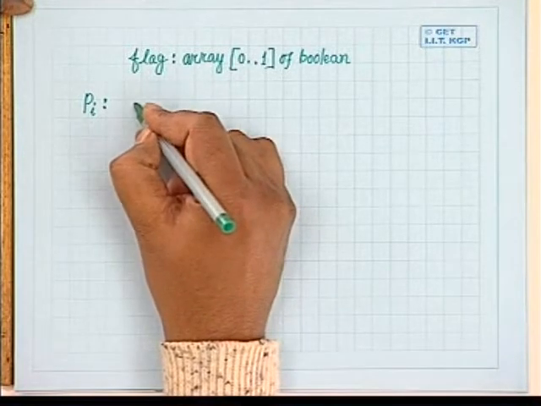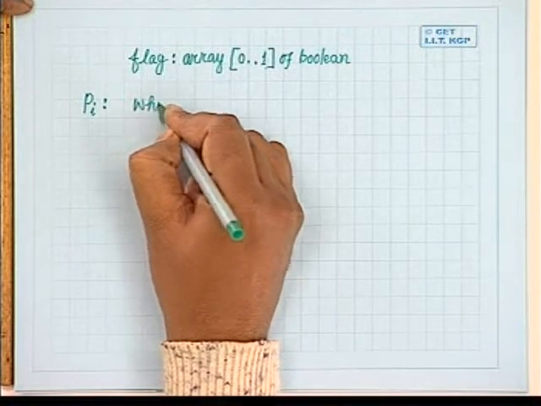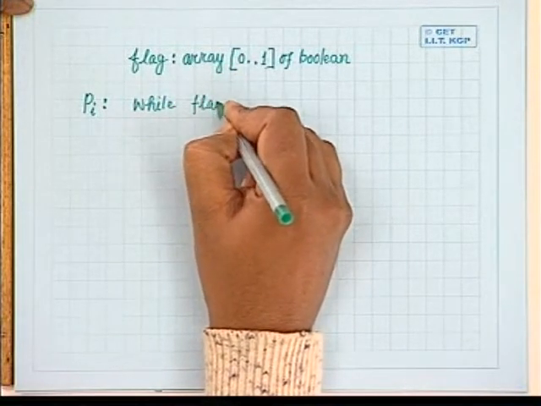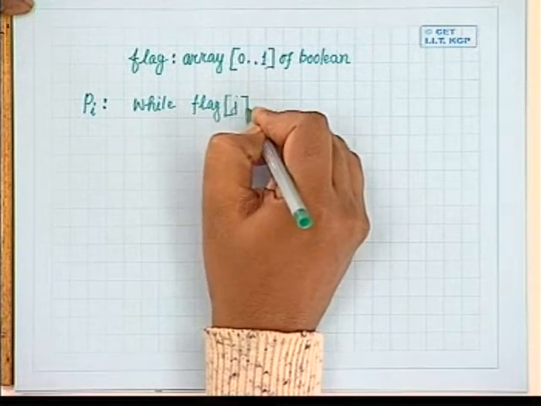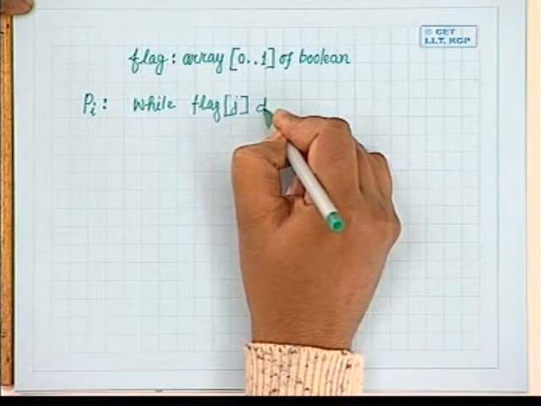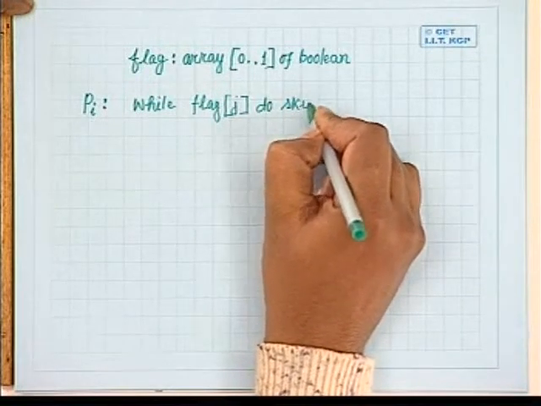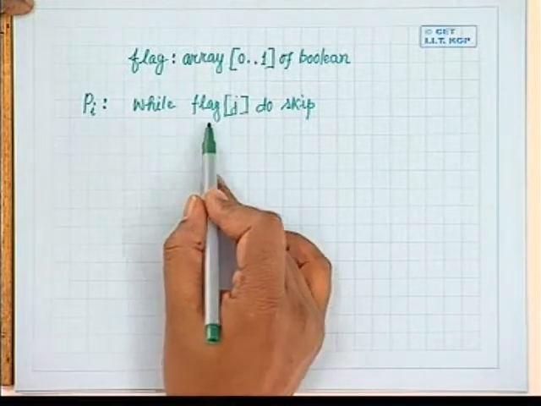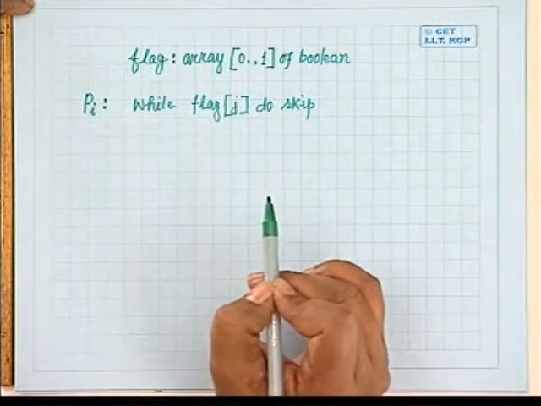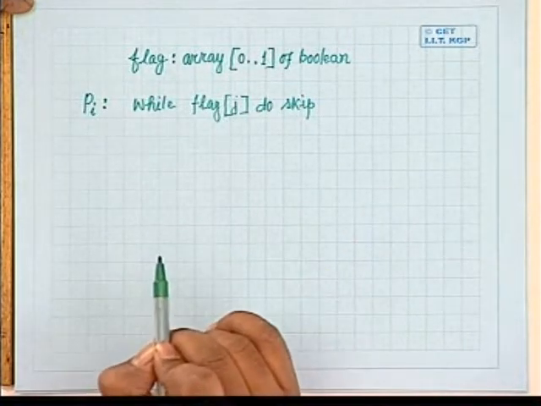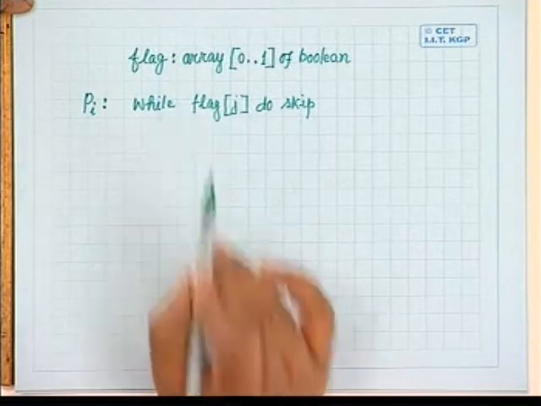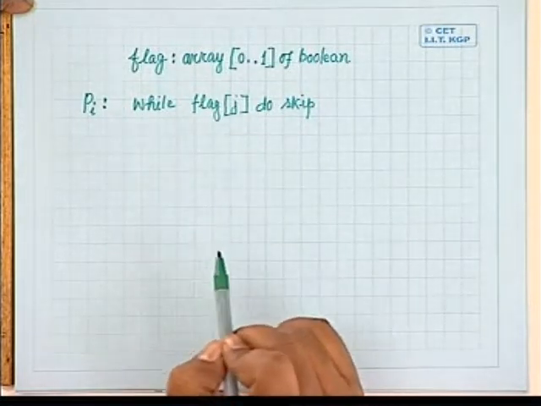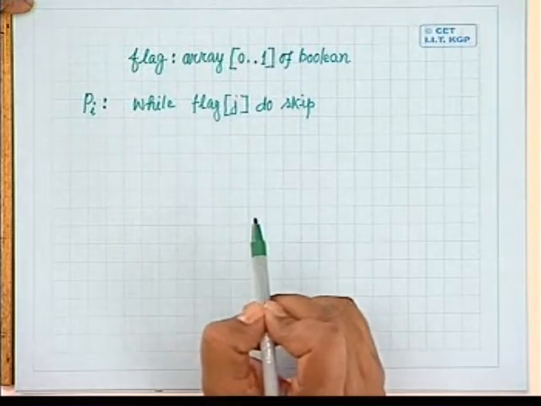The entry section can be written something like this: while flag j is true, do skip. So if process P1 finds that flag 2 is equal to true, that means process P2 is in the critical section, so P1 has to wait in this while loop. If flag 2 is equal to false, that means process P2 is not in the critical section, so P1 can enter the critical section.